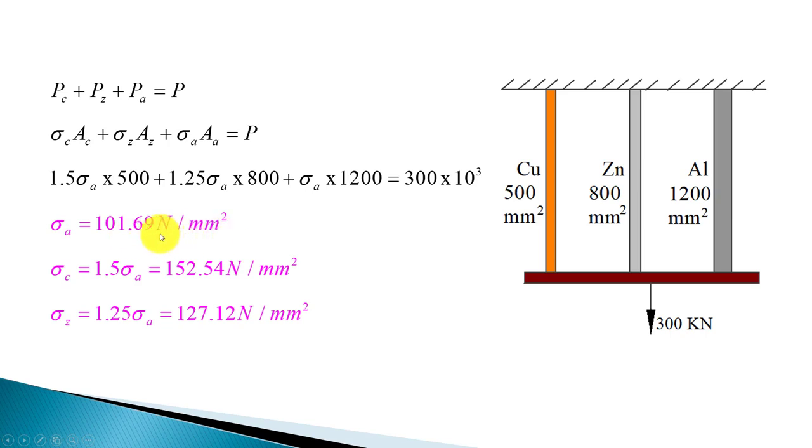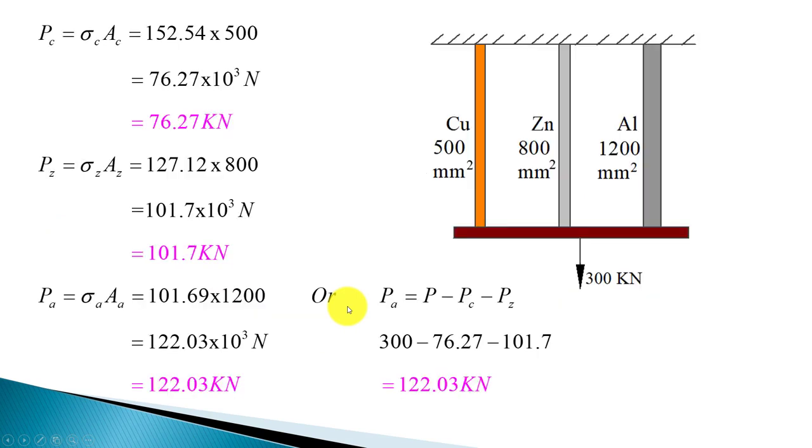Once you get that value, you can find out the stress induced in copper using the earlier relation, 1.5 sigma A, that is 1.5 into this value, you get 152.54 Newton per mm square. Also, the stress induced in zinc is 1.25 times sigma A, or 127.12 Newton per mm square. So you got the stresses in all the materials.